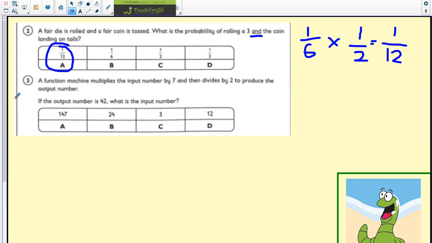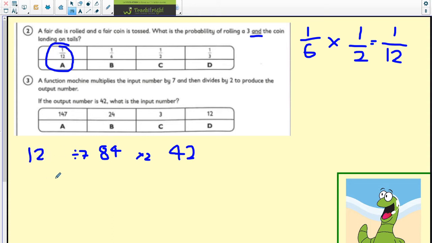Question 3. A function machine multiplies the input by 7, then divides by 2. If the output is 42, well, let's go in reverse. So we got 42, and it was divided by 2, so to go back one, we're going to times by 2. So that's going to be 84. And it multiplies by 7, so this one would have been divided by 7 to get the number. So 84 divided by 7 is 12.